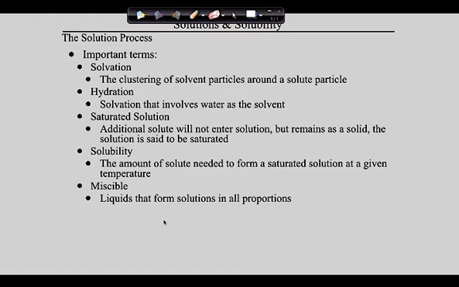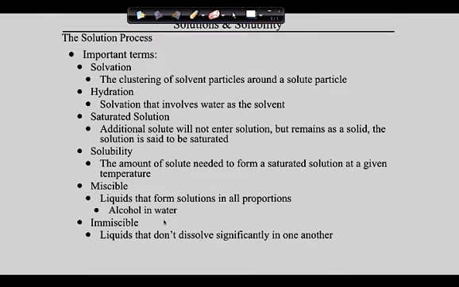So what about oil? Does oil dissolve in water? It does not. But technically, instead of saying it's not dissoluble in water, we would say that it's immiscible. So guys, immiscible simply means liquids that don't dissolve significantly into each other. And of course, the example would be things like gasoline in water, oil in water, things like that.